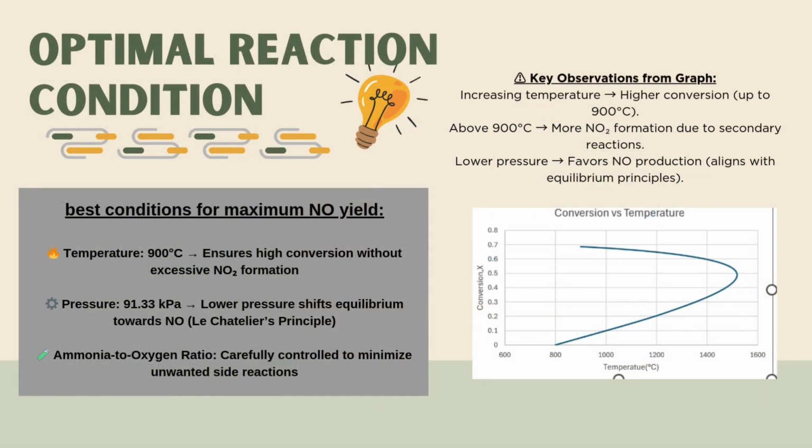Through sensitivity analysis, we determined that the optimal conditions for maximum nitric oxide yield are 900 degrees Celsius and 91.33 kilopascal. As shown in the graph, higher temperature improves ammonia conversion, but beyond 900 degrees Celsius, side reactions will increase. Lower pressure also favors nitric oxide formation as predicted by Le Chatelier's principle.